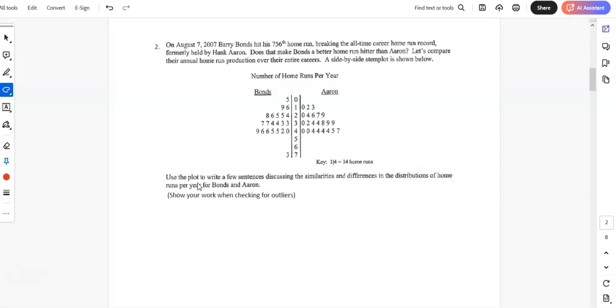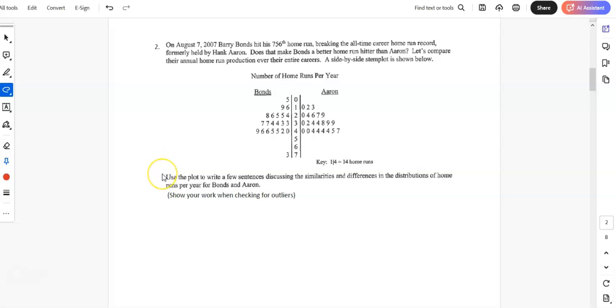So this one. On August 7th, Barry Bonds hit his 756th home run, breaking the all-time home run record. Does that make Barry Bonds a better home run hitter than Aaron? So let's compare him with a side-by-side stem plot, right? So Bonds and Aaron.